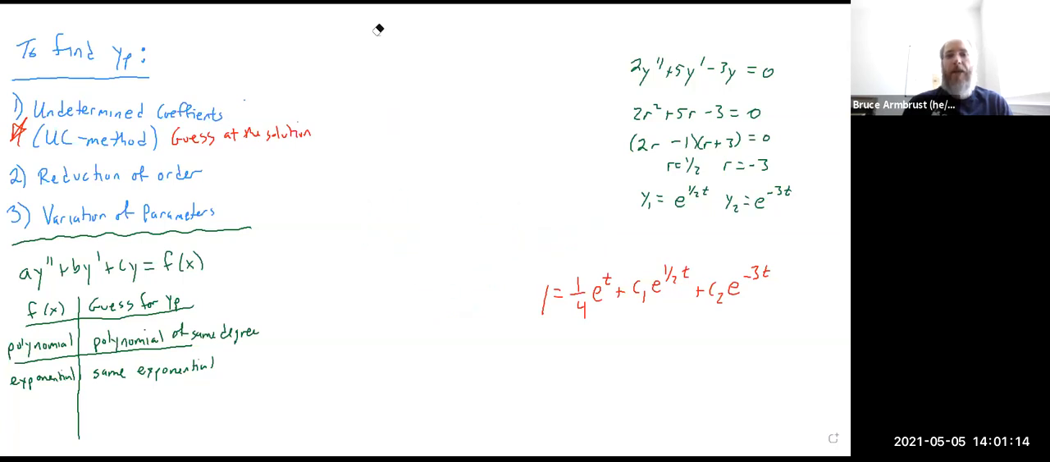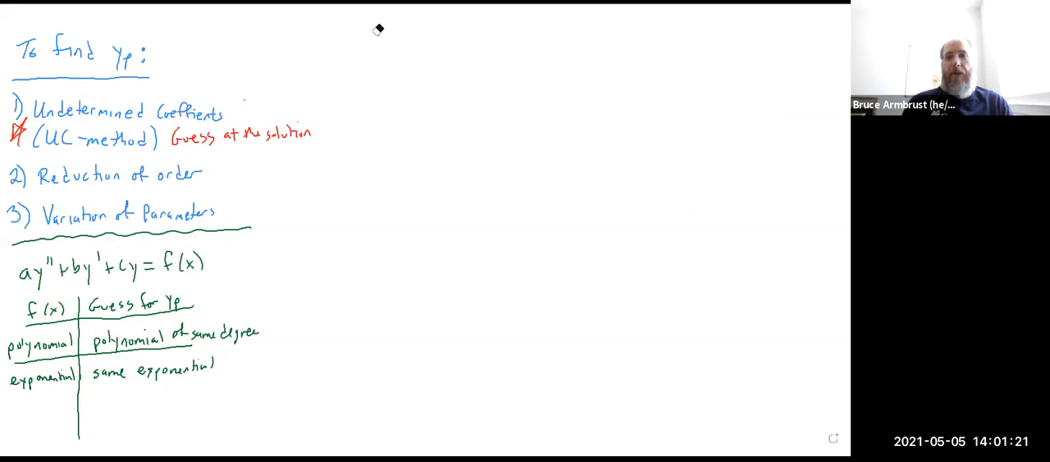Okay, so I'm going to change it significantly, such that even our particular solution is going to change. All right, so let's go with this one as an example. Let's say we've got y double prime minus 3y prime plus 2y equals, and let's go with 4 e to the 2t.